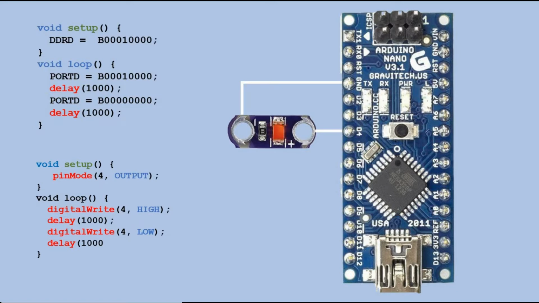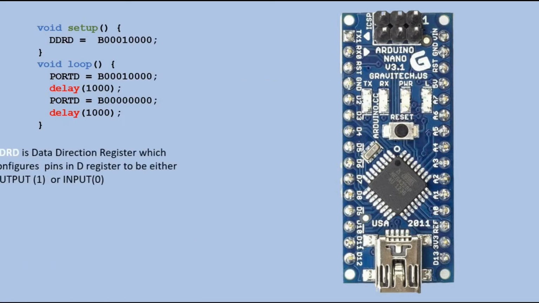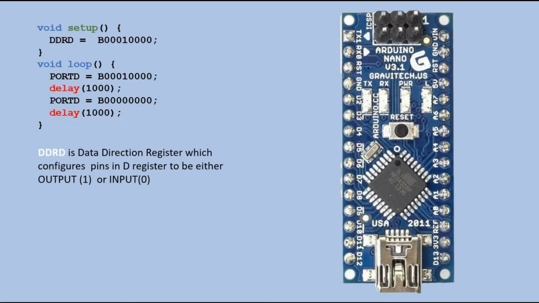Both codes look similar, same if statement, but what are the DDRD and PORTD objects? What are those binary values we are assigning to them? DDRD is the data direction register. It holds the information whether each pin within D register is declared as output or input. 1 represents output and 0 represents input.